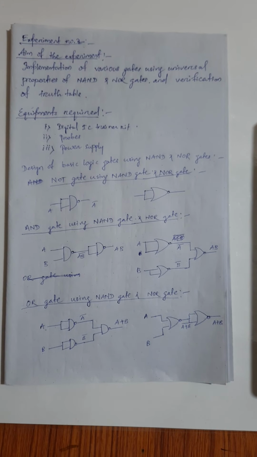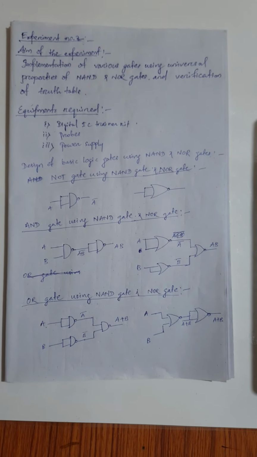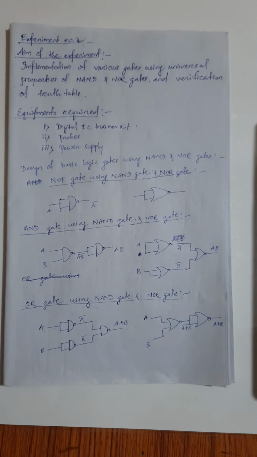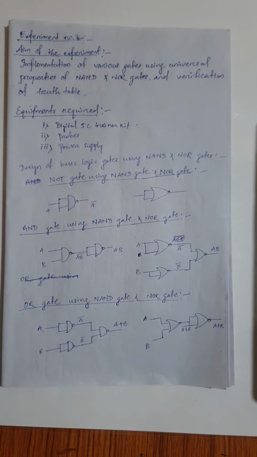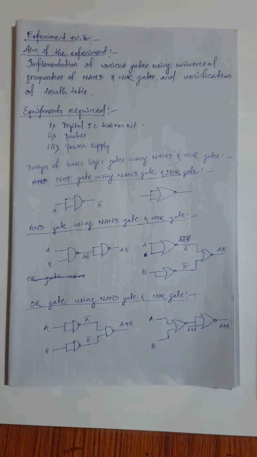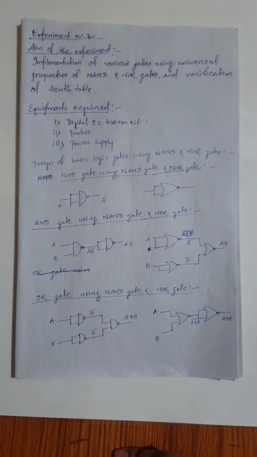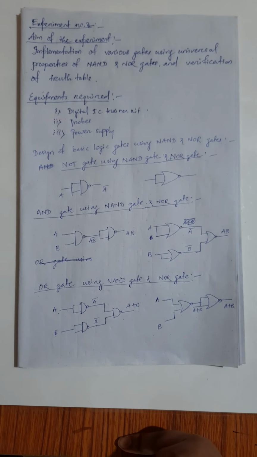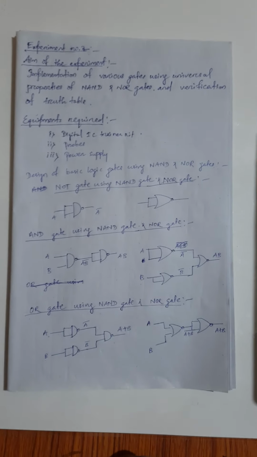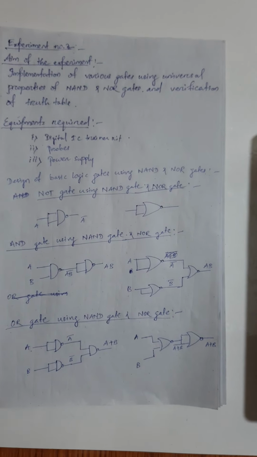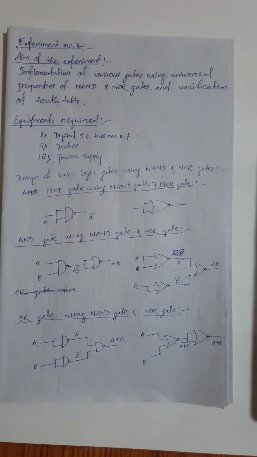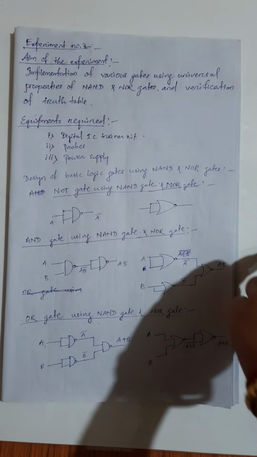Hello students, this is experiment number 2 of digital electronics, that is implementation of various gates using universal properties of NAND and NOR gates and verification of truth table. Okay, so here we will design only 3 gates. Those are NOT gate, AND gate and OR gate, which are known as basic logic gates of digital electronics, and we will design those 3 gates using NAND gate and NOR gate.